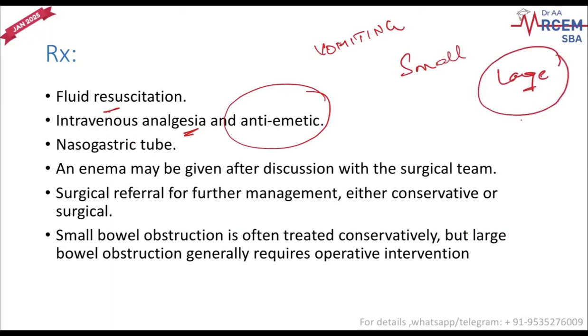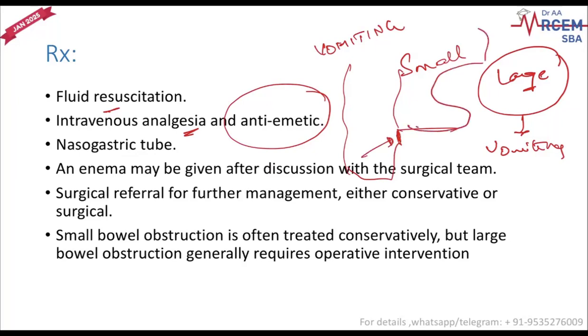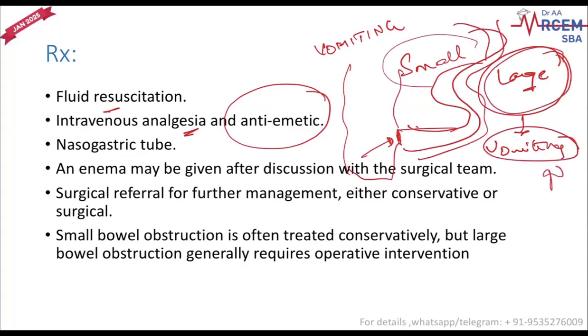In a large bowel obstruction, if the patient is having vomiting, it basically suggests that the ileocecal valve is incompetent. If this is the cecum and this is the ileum, there is a valve here. If this valve is not functioning properly, then the small bowel also gets distended, resulting in vomiting. Otherwise, in large bowel obstruction, you usually do not encounter vomiting. It is in small bowel obstruction that you see vomiting.